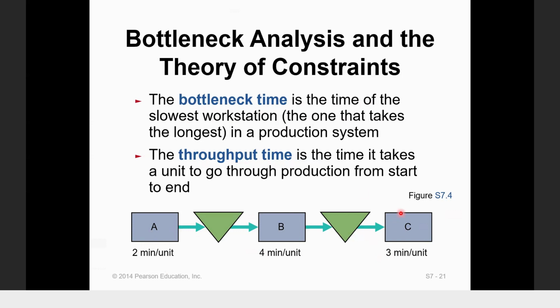Okay, what is the bottleneck time dalam this diagram? Bottleneck time. 4 minutes, B. 4 minutes. Bottleneck is here.